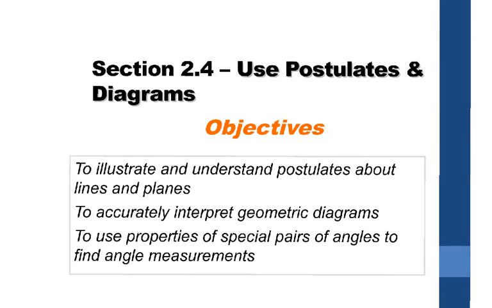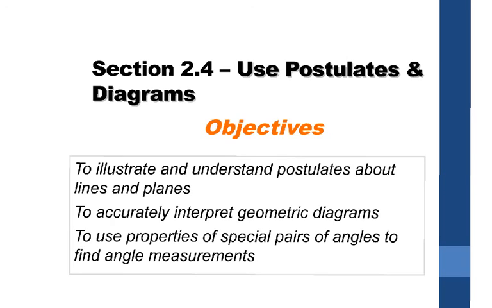Hey geometry students, today we're going to be looking at section 2.4, using postulates and diagrams. Some objectives are to illustrate and understand postulates about lines and planes. So we're going to be looking more at the point, line, plane postulates. In chapter 1 we looked at 4 of them, and today we're going to look at quite a few more. And then to accurately interpret geometric diagrams.